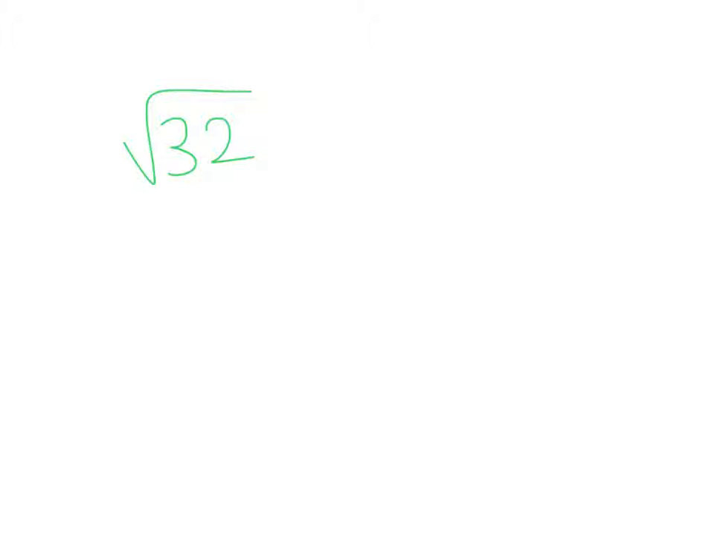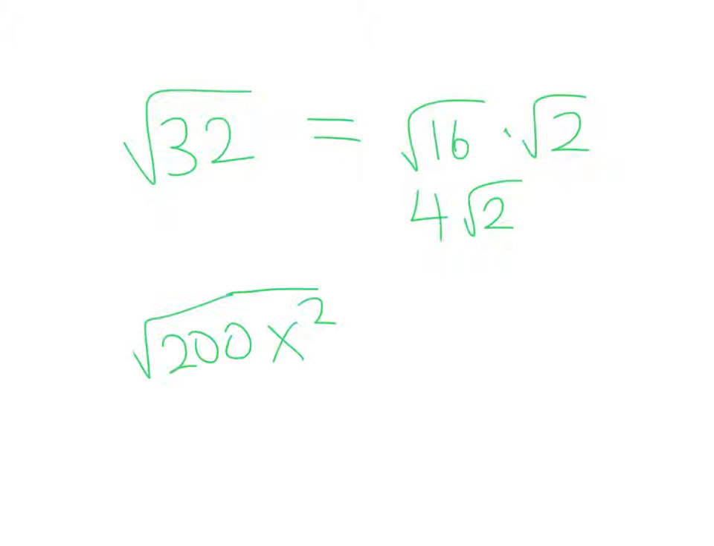So let's say I have this number here, radical 32. I'm going to change that into the biggest number I know that is a perfect square. In this case, that's going to be radical 16 times radical 2. Radical 16 is going to end up being 4, because the square root of 16 is 4. 4 radical 2 is the answer.